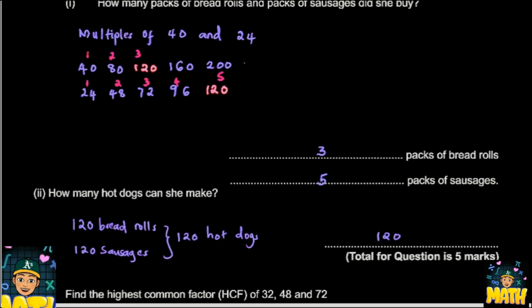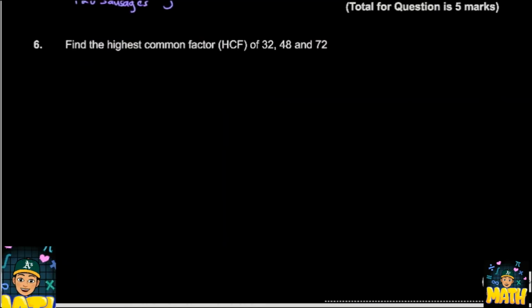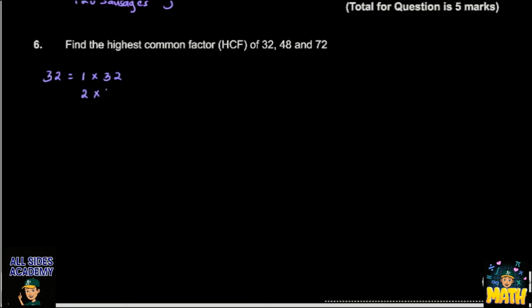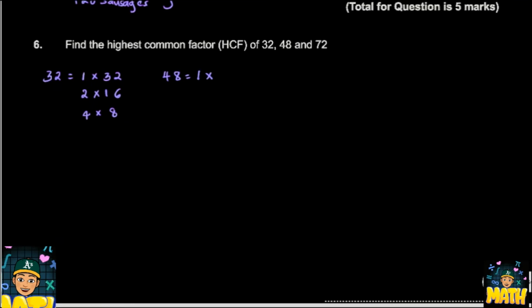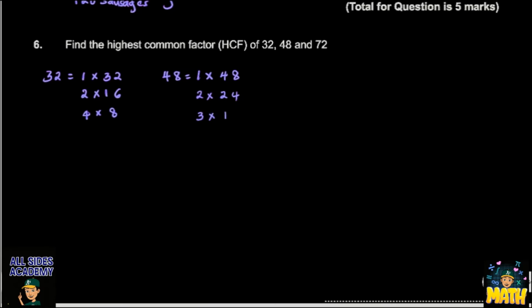The next question asks us to find the highest common factor of 32, 48, and 72. So I'll list down the factors of each. The first factor that is always obvious is the number, 1 and itself. And then for 32 we have 4 times 8, and then for 48, we have 1 times 48, 2 times 24, and then we have 3 times 16, 4 times 12. And then we have 6 times 8.